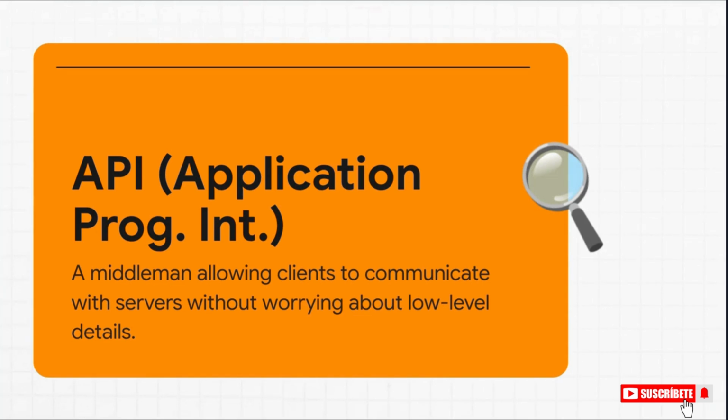Just think of an API like a menu at a restaurant. It tells the client exactly what it's allowed to order from the server and what it's going to get back in return. It's basically a very clear, structured contract that makes sure both sides understand each other perfectly.